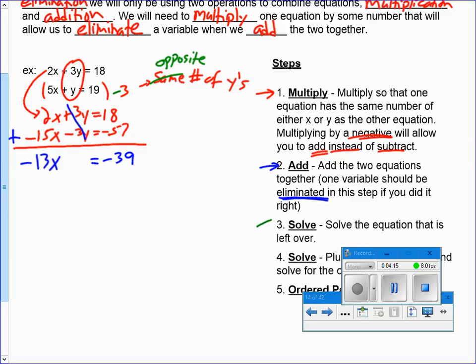Step 3 is now we look at that equation. That's something we can solve: negative 13x equals negative 39. So now we're just going to solve this for x by dividing by negative 13. Remember, negative divided by negative is positive. We get x is 3.